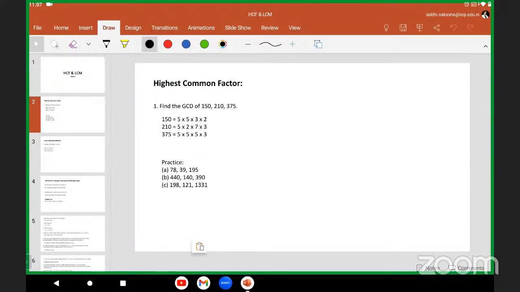Look at the numbers 150, 210, 375. First, we'll try to learn how to factorize these numbers. When we factorize the numbers, always remember that it has to be done in a certain way.